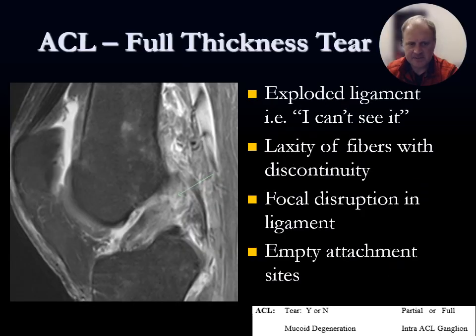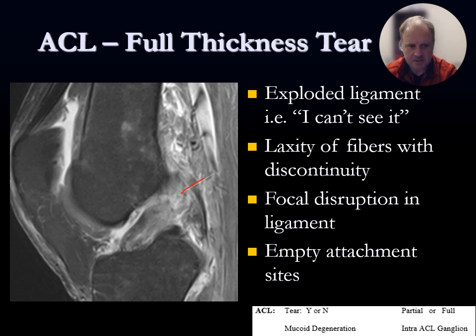An ACL full thickness tear can have many different appearances. Here's a couple examples of what they can be. If the ligament is not seen at all or exploded, that is a good look for a complete full thickness ACL tear. Laxity of fibers with complete discontinuity, focal disruption in the ligament, or empty attachment sites.